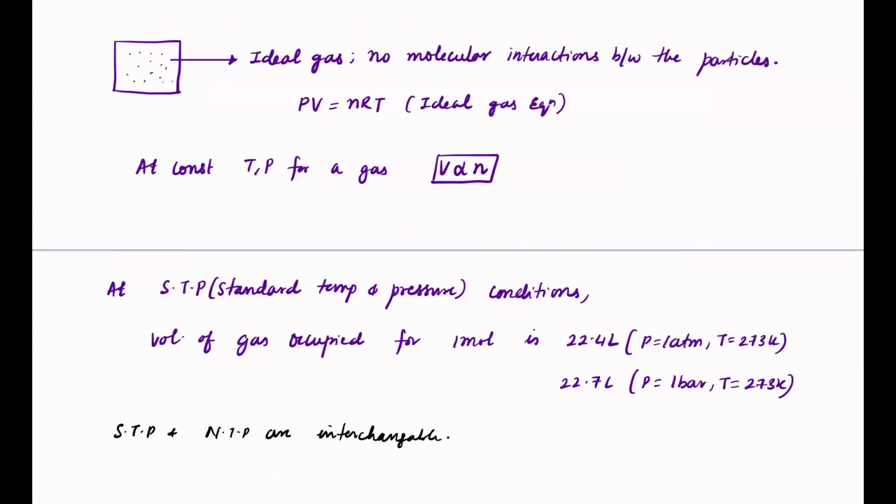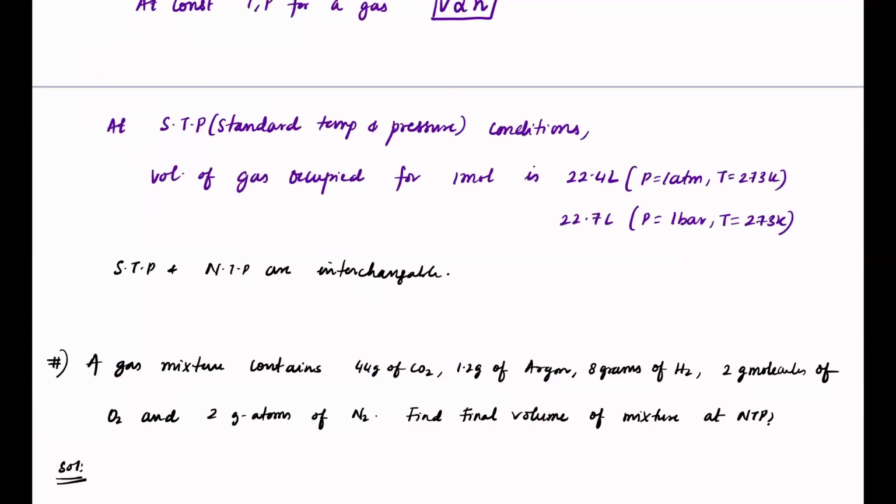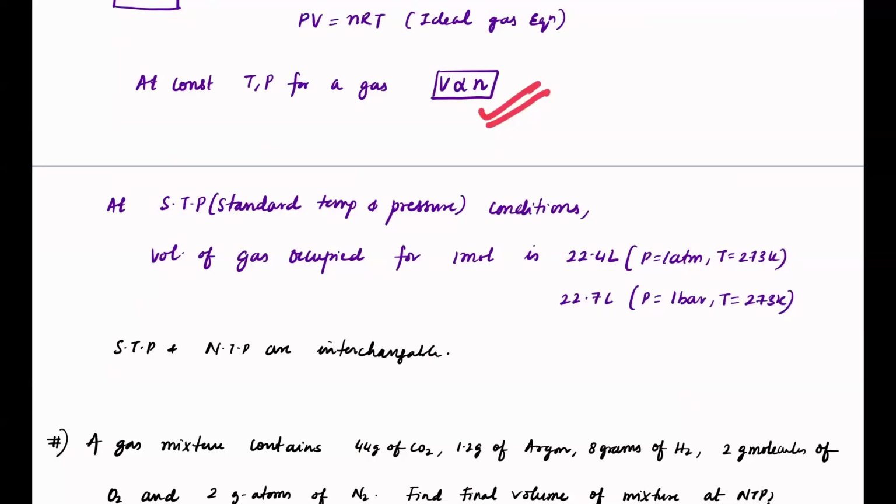Now, if temperature and pressure of a gas are constant, not changing, in that case, the volume is directly proportional to the number of moles. And Gay-Lussac's law is validated considering this point that volume is directly proportional to the number of moles.